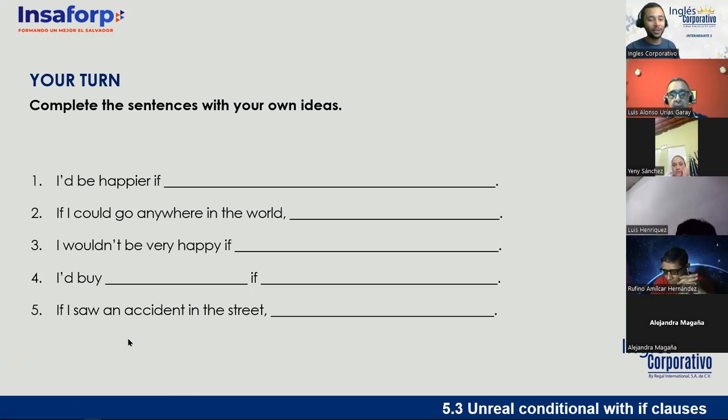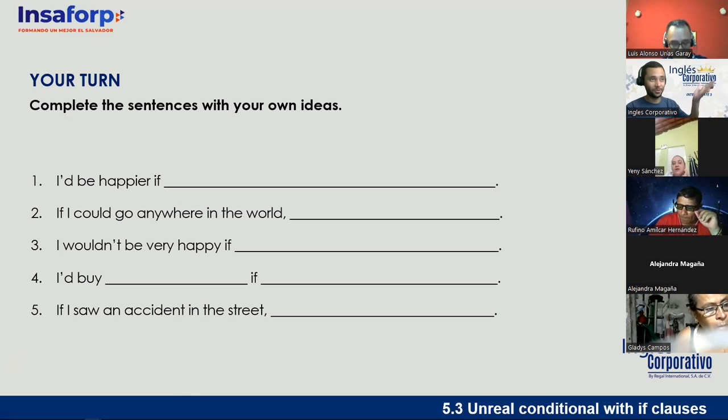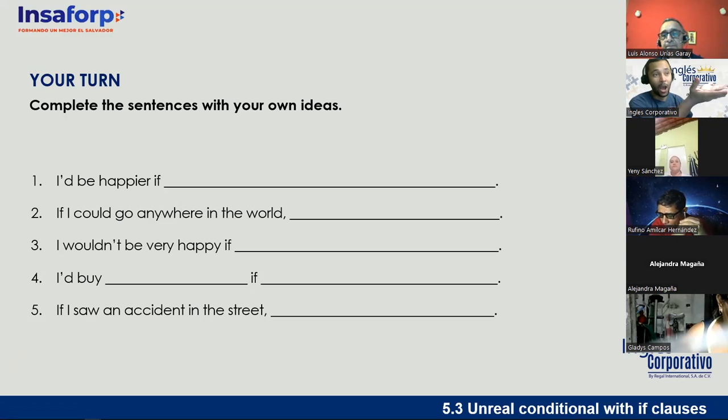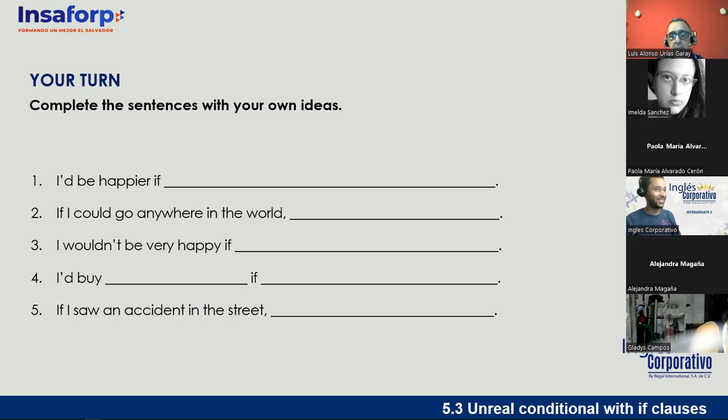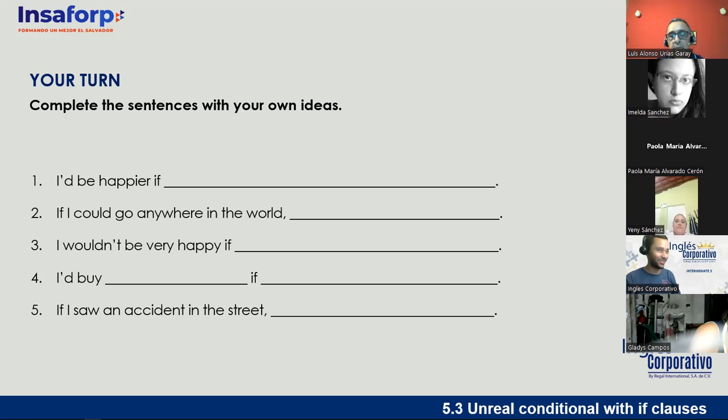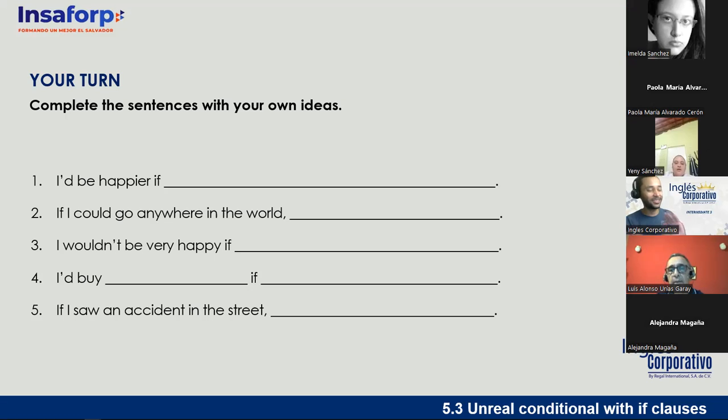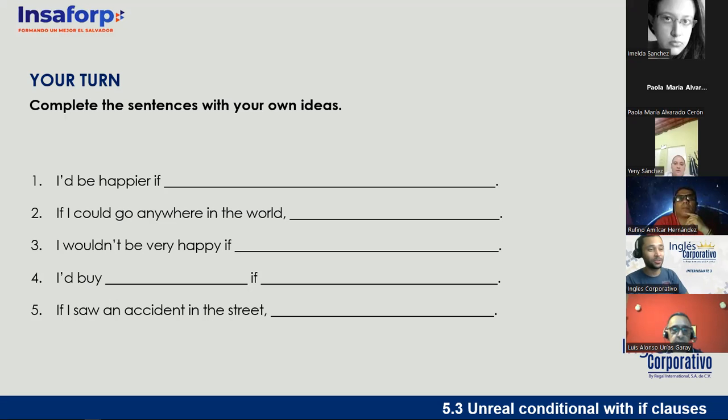Number five. If I saw an accident in the street, what would you do? So Luis Alonso. If I saw an accident in the street, I would help the people. Okay. Good. Although if the situation is critical, probably it's best to just stay away because sometimes they need professional assistance. And if you try to help, sometimes things can go wrong. But yeah, very good sentiment.